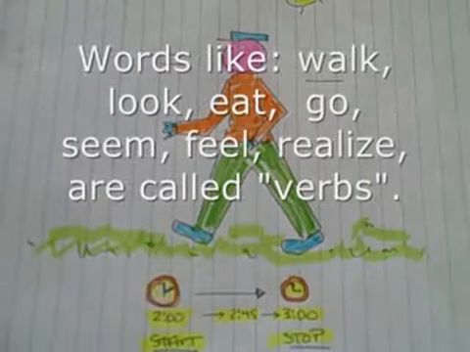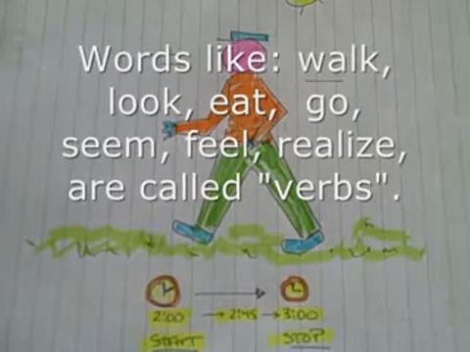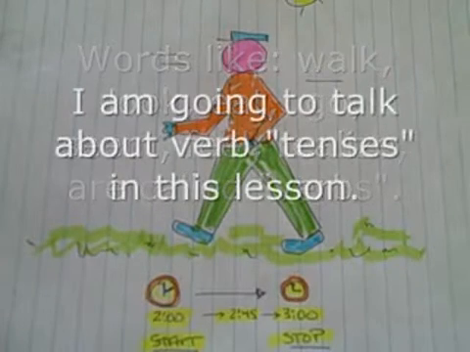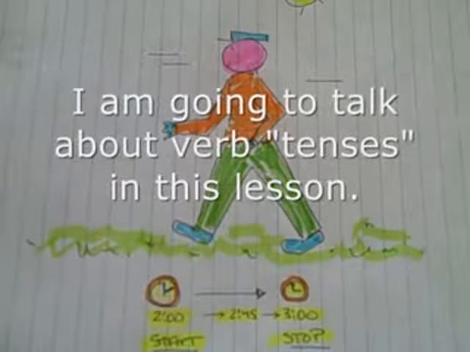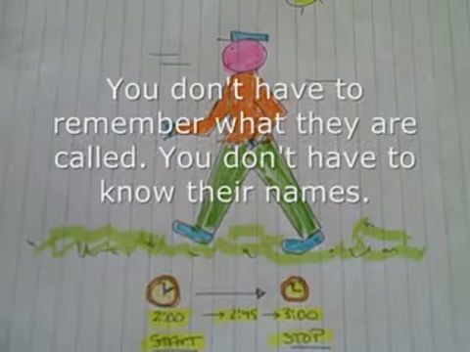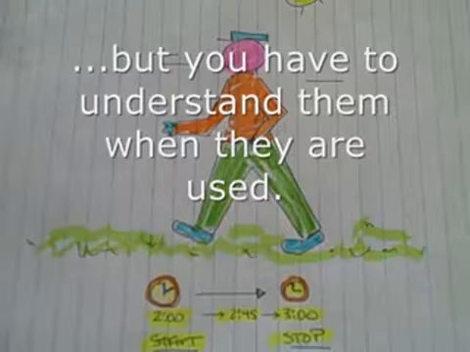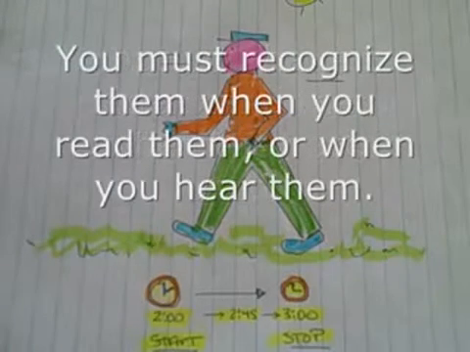Words like walk, look, eat, go, seem, feel, realize are called verbs. I am going to talk about verb tenses in this lesson. You don't have to remember what they are called. You don't have to know their names, but you have to understand them when they are used. You must recognize them when you read them or when you hear them.